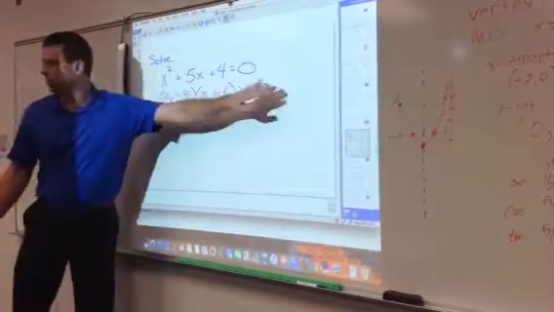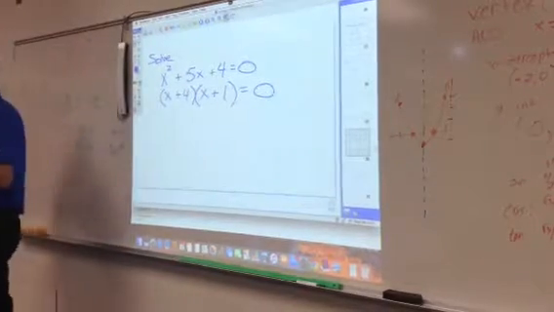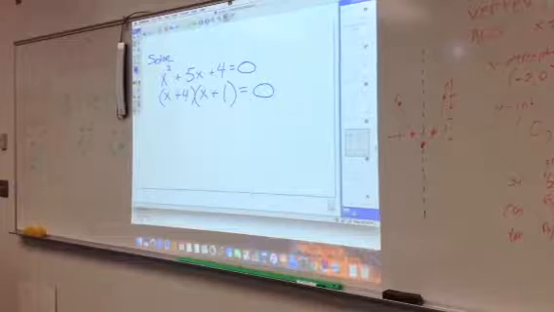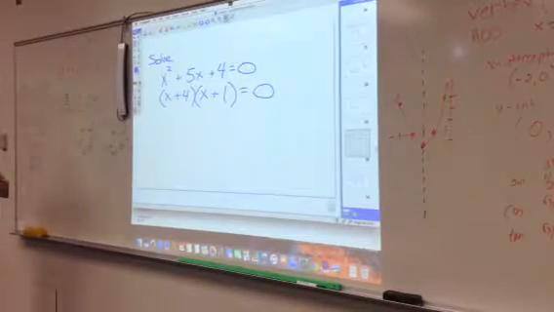Doesn't matter which order you do it, because this is multiplication, right? Something times something equals 0. Doesn't matter if I put the x plus 1 first and the x plus 4 second, it's still multiplication, doesn't matter the order. It's called the commutative property. A times b, b times a, you'll get the same thing. That makes sense.